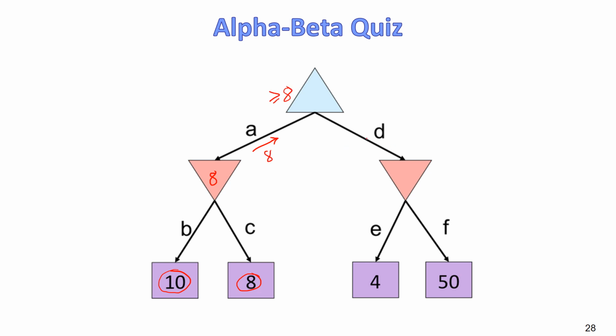Now should we prune D? No. Yeah, we might get something above 8, right? So we have to continue D. Should we prune E? No. So we have to pass up. Yeah. So this one now will be less than or equal to 4. Now at that point, should we prune? We should prune F. Yeah, why is that?